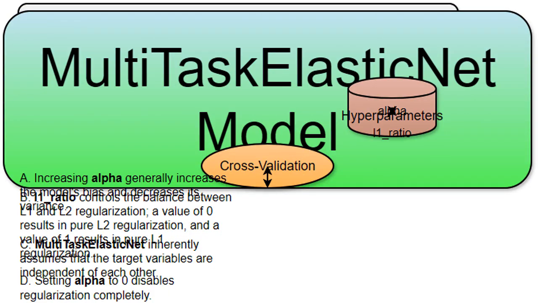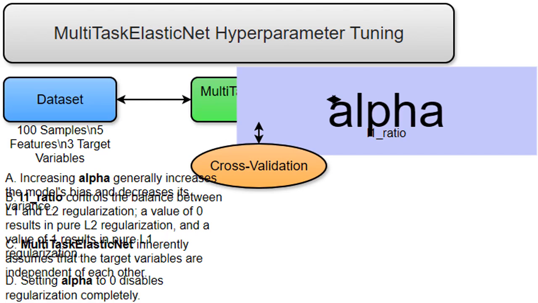These are the settings I can adjust in my MultiTaskElasticNet model to control its behavior. In this case, I'm focusing on ALPHA and L1 ratio, and think of them as knobs that fine-tune the model's learning process. This hyperparameter controls the strength of regularization in the MultiTaskElasticNet model. A larger ALPHA value means stronger regularization. It's like a penalty for complex models. I'll explain more about regularization later.